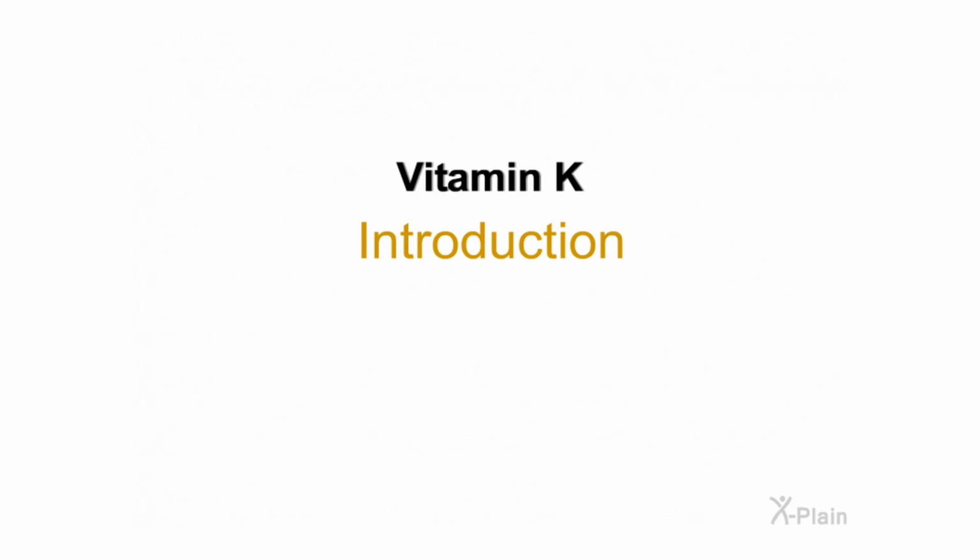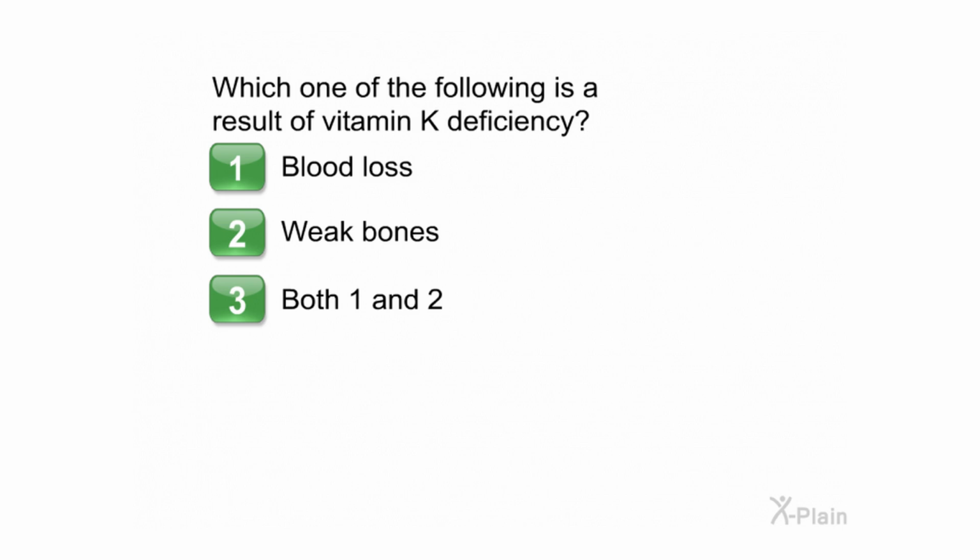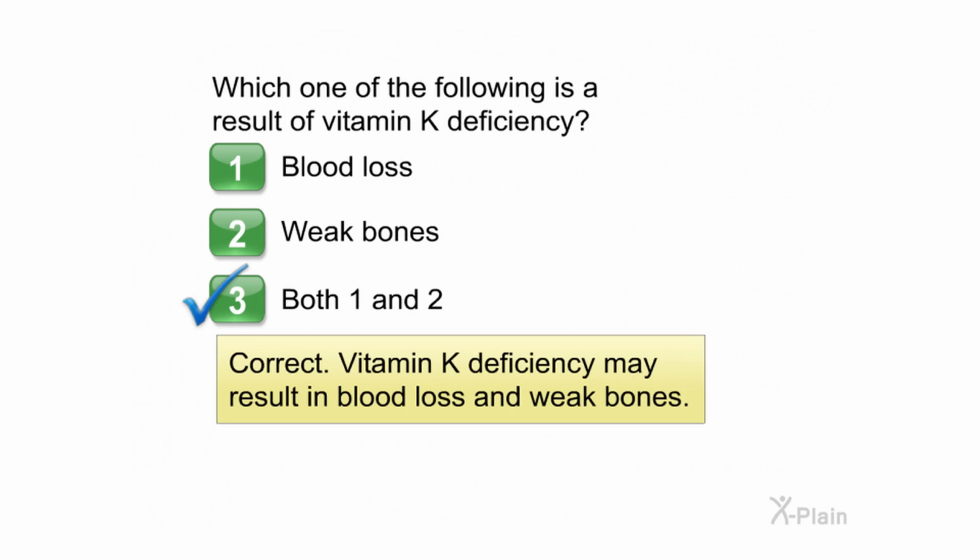Vitamin K. Introduction. Which one of the following is a result of vitamin K deficiency? Choose one of the following options. 1. Blood loss. 2. Weak bones. 3. Both 1 and 2. Correct. Vitamin K deficiency may result in blood loss and weak bones.